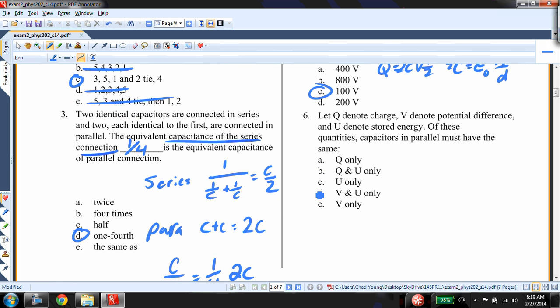Let Q denote charge, V potential difference, and U denote stored energy. Capacitors in parallel have the same what? Well, we know capacitors in parallel have the same voltage, but it is not necessary for them to have the same charge. If they're identical capacitors, they'll have the same charge, but that's not absolutely necessary, and hence it's also not necessary for them to have the same energy. So only voltage. E is the right answer.